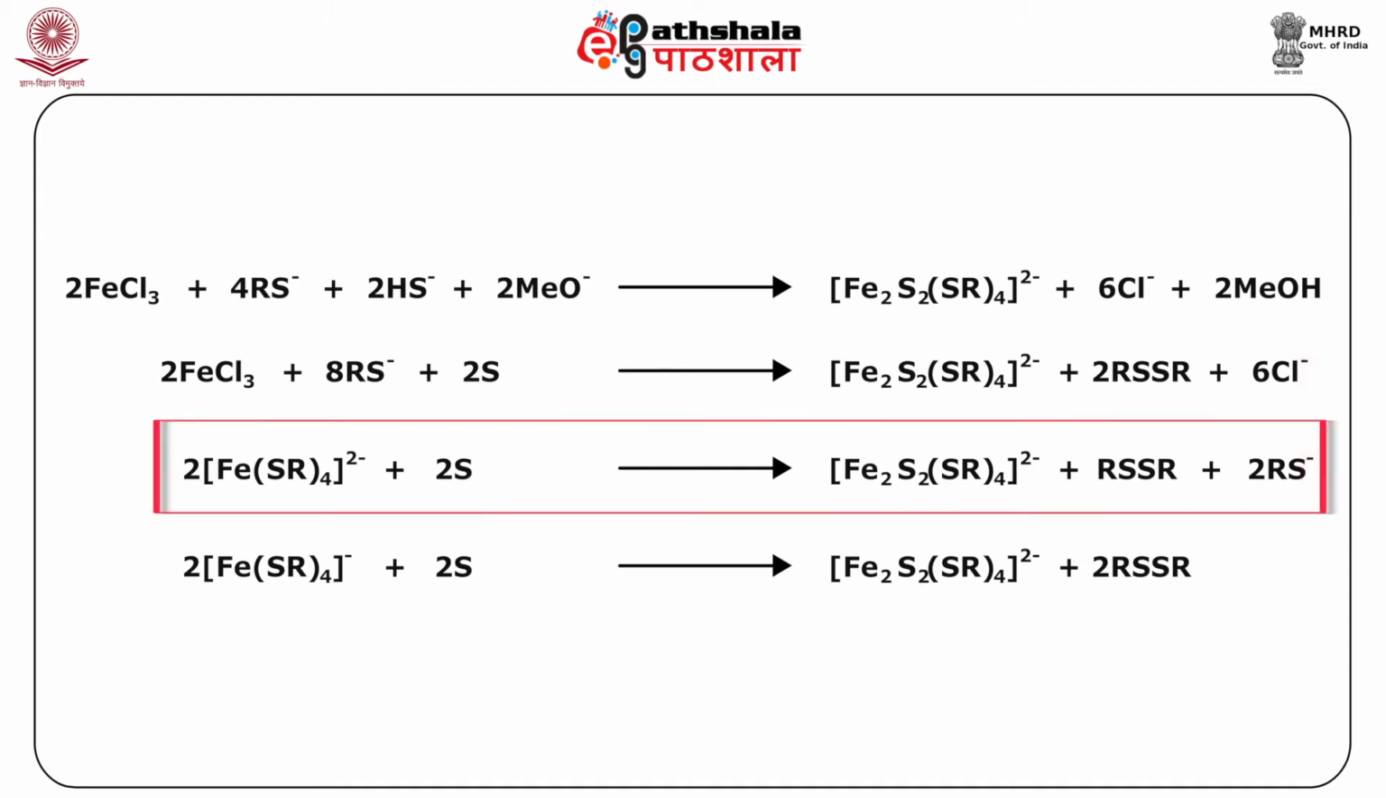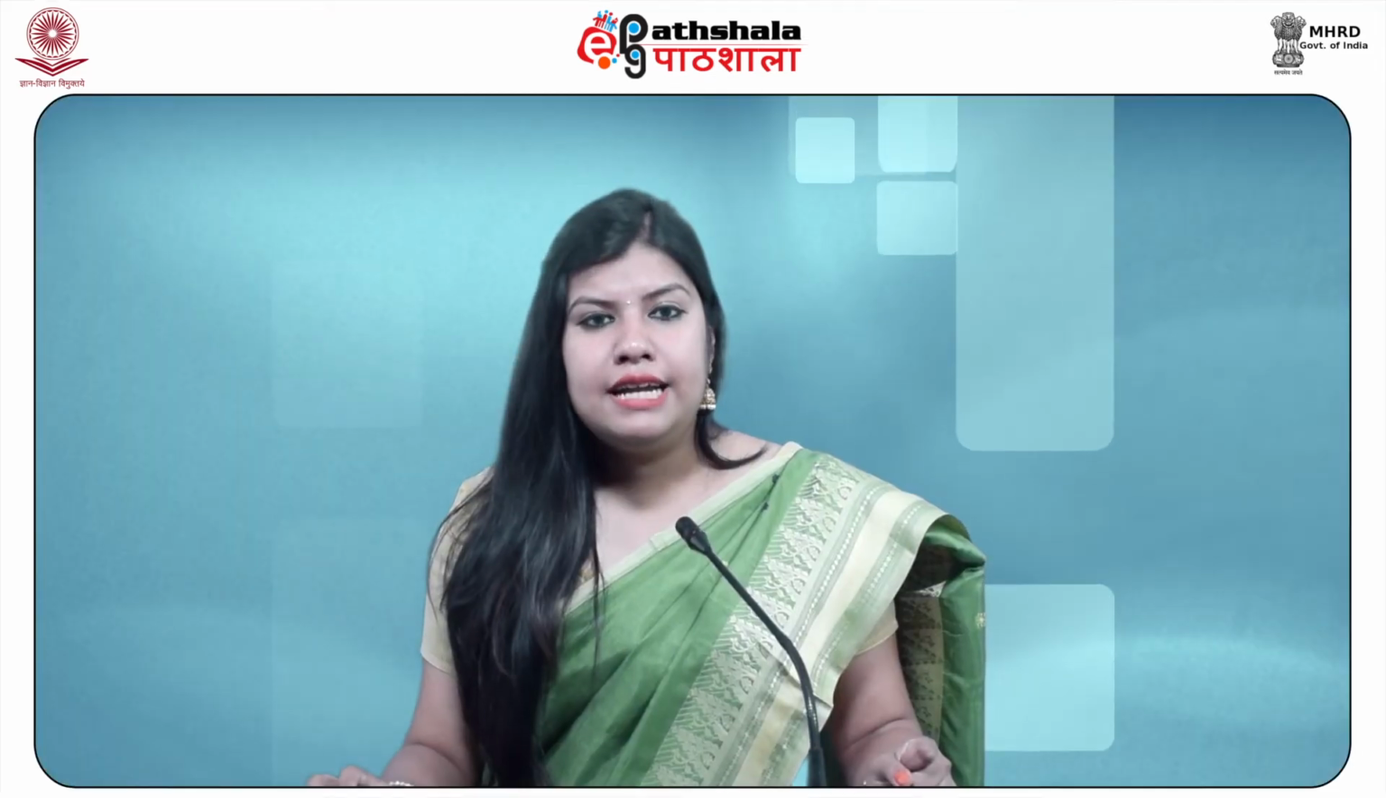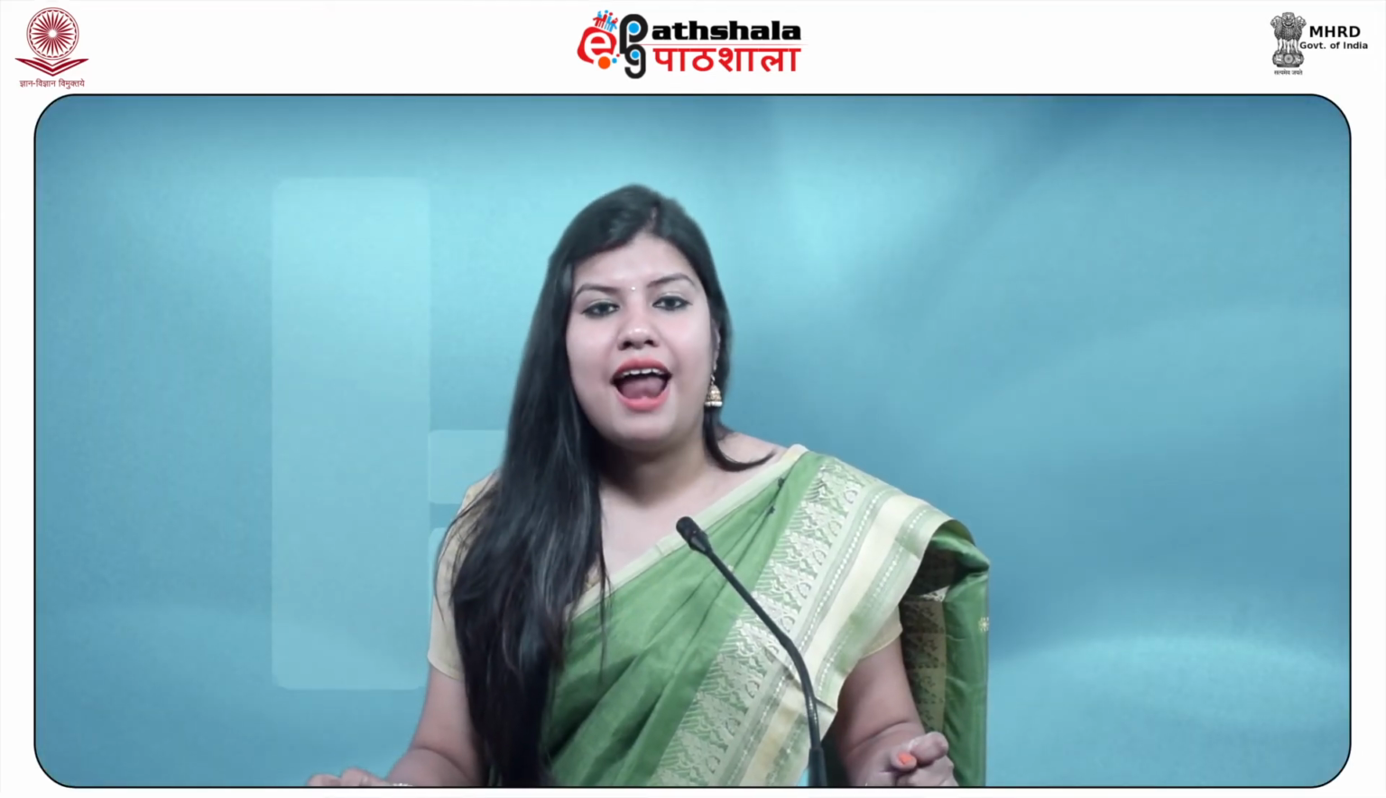Next, you can also take 2 molecules of Fe(SR)4 2 minus plus 2S to give Fe2S2(SR)4 2 minus plus RSSR plus 2RS minus, or you can take 2FeSR4 minus, react with 2S and you obtain Fe2S2(SR)4 2 minus plus 2RSSR.